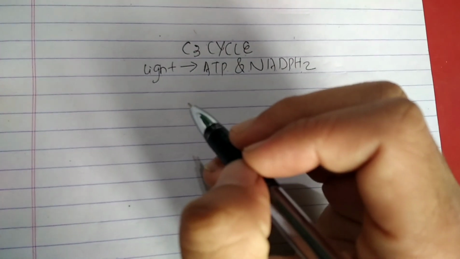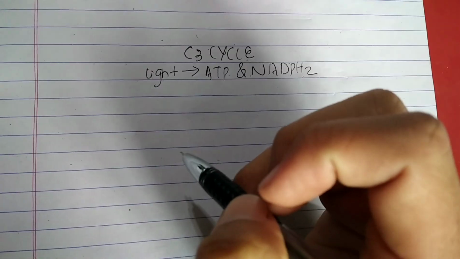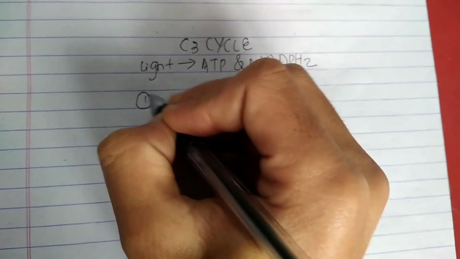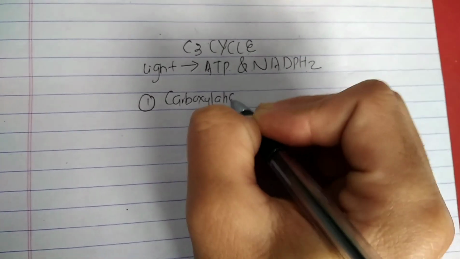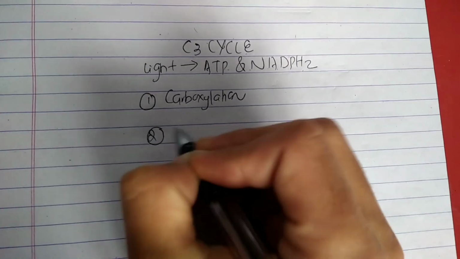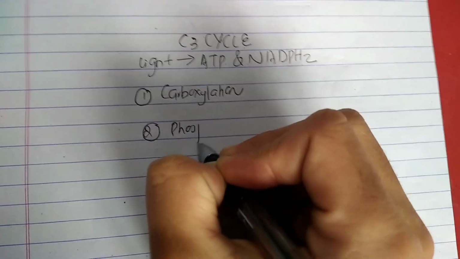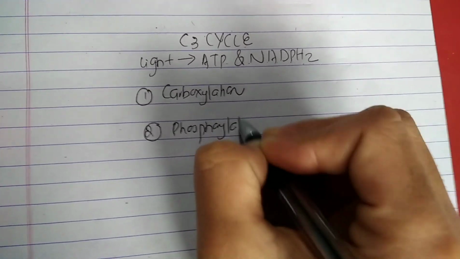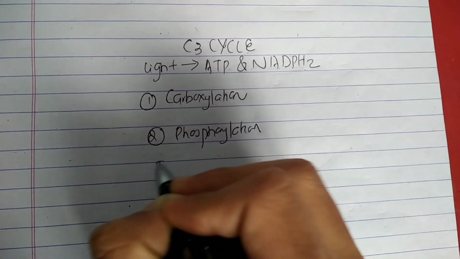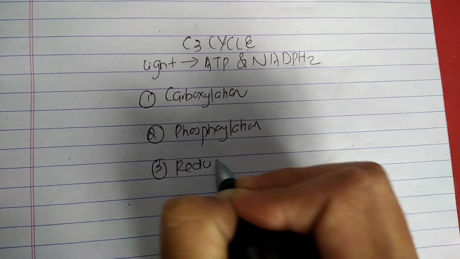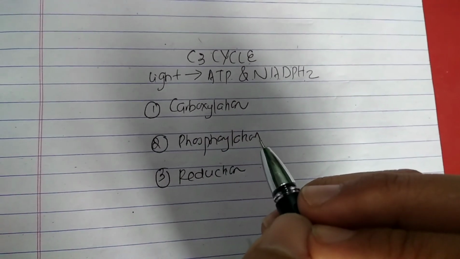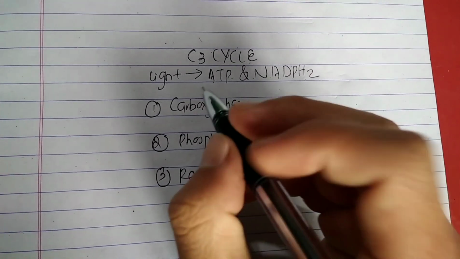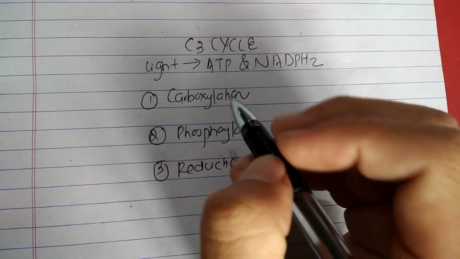To simplify the process, there are only three steps you have to remember. The first one is carboxylation, the second one is phosphorylation, and the third one is reduction. If you can remember just these elements, half of your cycle is completed. So let's take these, starting with carboxylation.